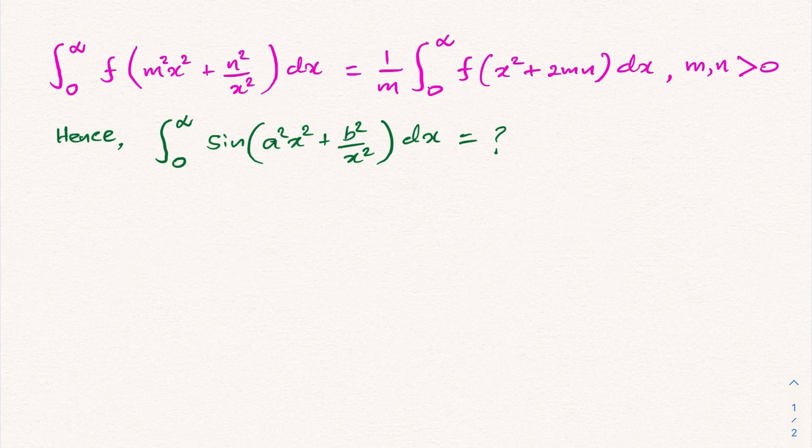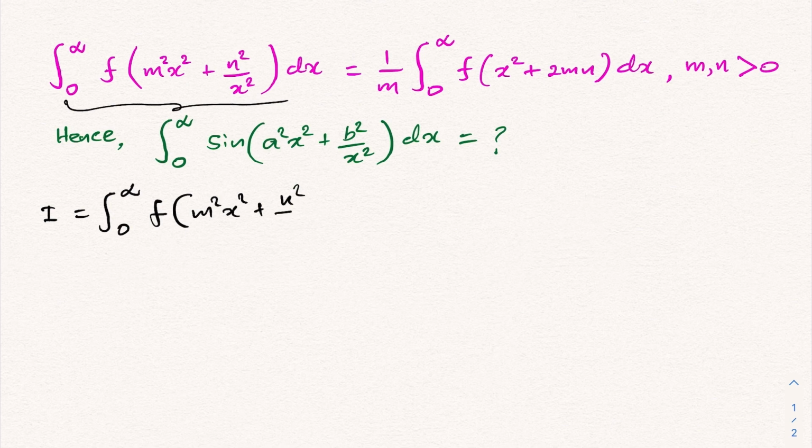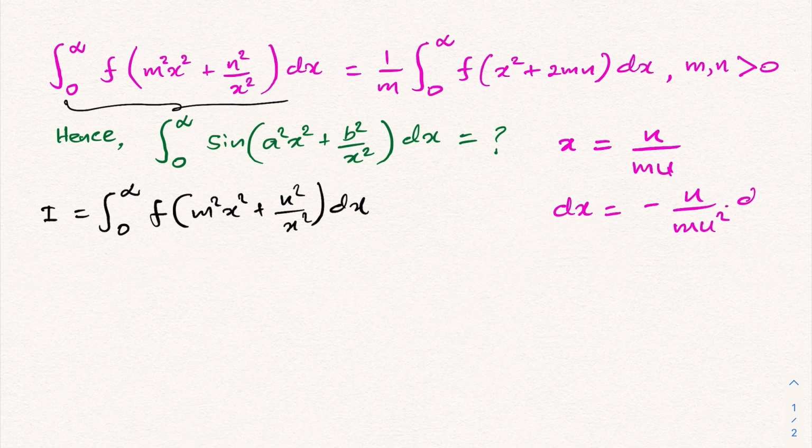Okay, how to begin? Well, first this integral I am going to call I. So I is equal to the integral from 0 to infinity of f of (m square x square plus n square over x square) dx. Then I'm going to take a substitution: x is equal to n over m times u. Then we can differentiate: dx is equal to minus n over m times u square du. Okay, then we can plug in.